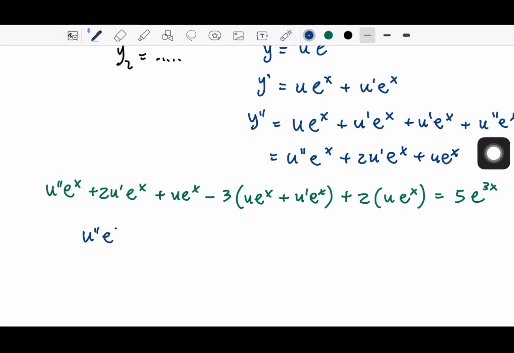So let me start to write this down. So 2u prime minus 3u prime is minus u prime e to the x, like that. And the other part, u minus 3 u is minus 2 u plus 2 u is 0. So we are going to cancel these, and this will be equal to 5e to the power of 3x.